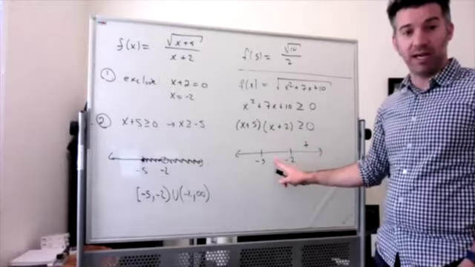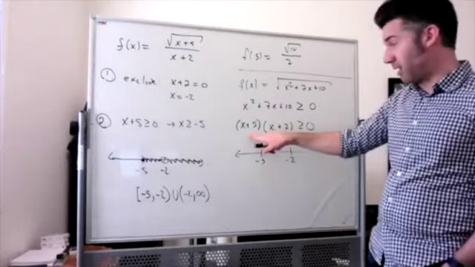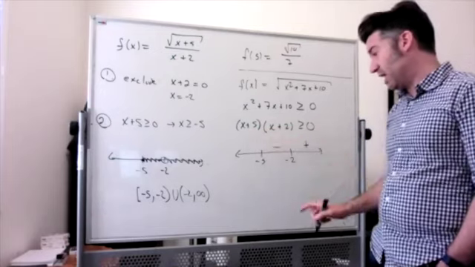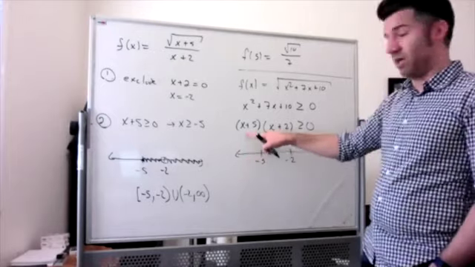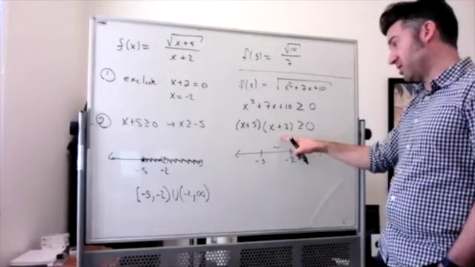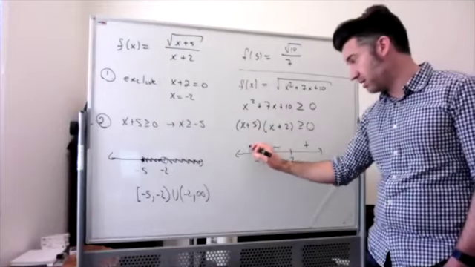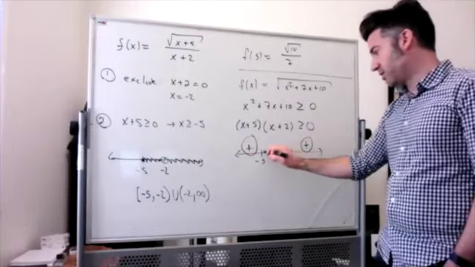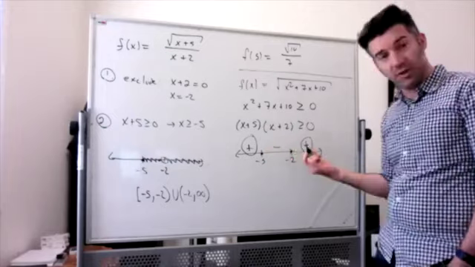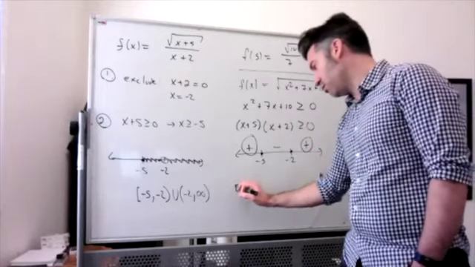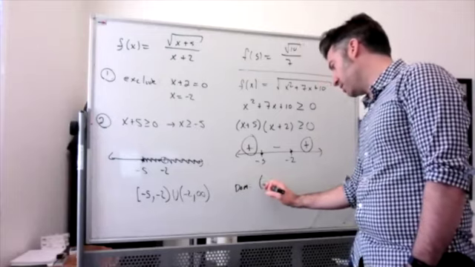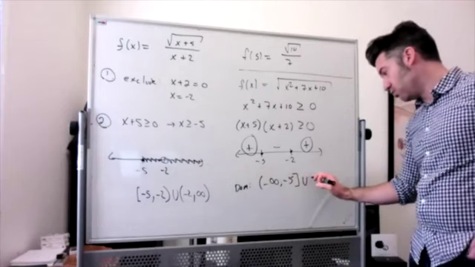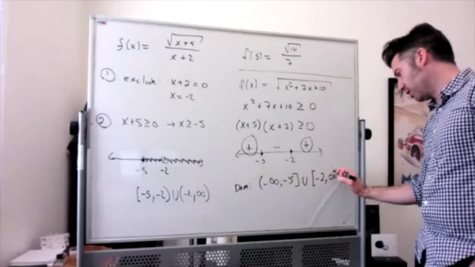And then we can pick something in between -5 and -2, like -4. -4 plus 5 is positive, -4 plus 2 is negative, a positive times negative is negative. And then we can pick something over here like -10. -10 plus 5 is negative, -10 plus 2 is negative, and then negative times negative is also positive. I want the positive parts because I want it to be greater than 0. I also want the endpoints because I also want it to be equal to 0. So my domain here is everything from -infinity to -5 inclusive, bracket, union, -2 to infinity.